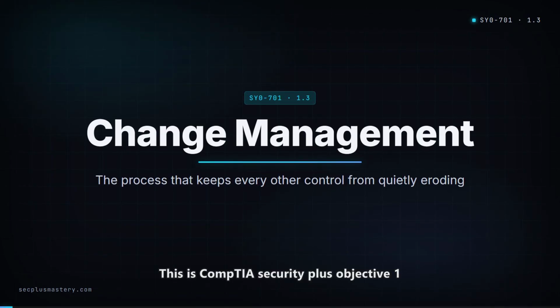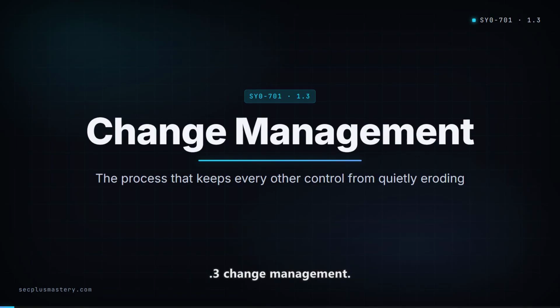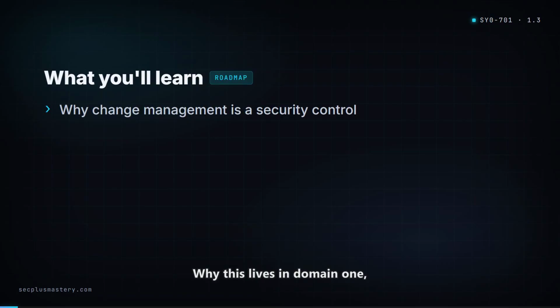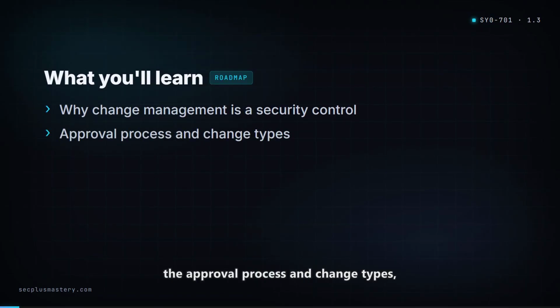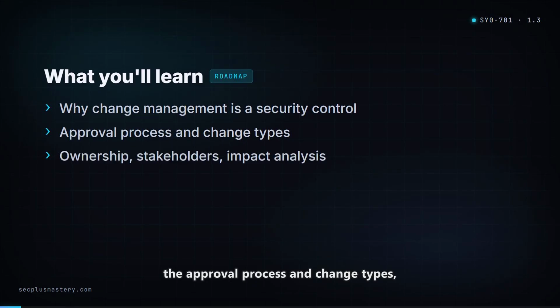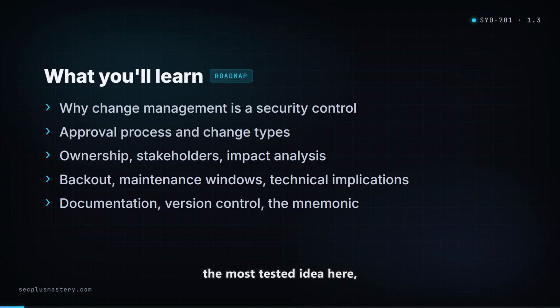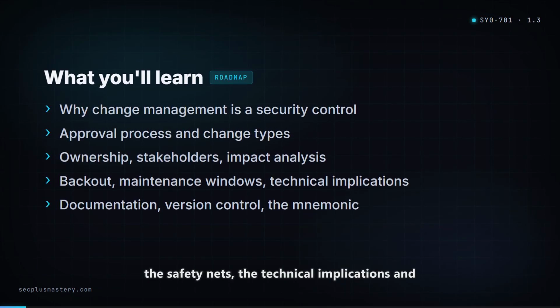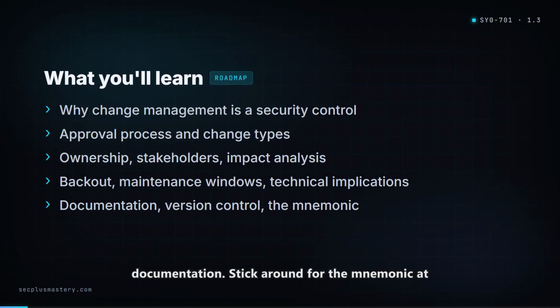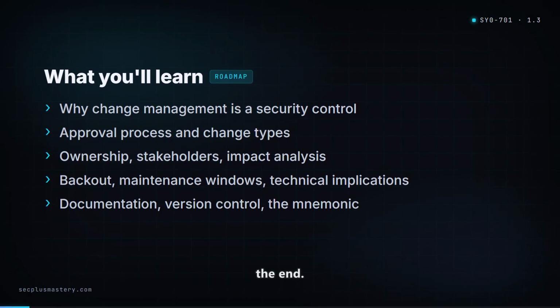This is CompTIA Security+ Objective 1.3, Change Management. Here is the plan. Why this lives in Domain 1, the approval process and change types, ownership and stakeholders, impact analysis. The most tested idea here, the safety nets, the technical implications, and documentation. Stick around for the mnemonic at the end.